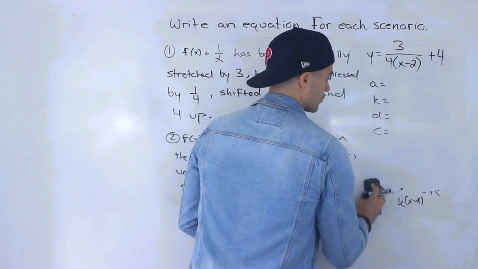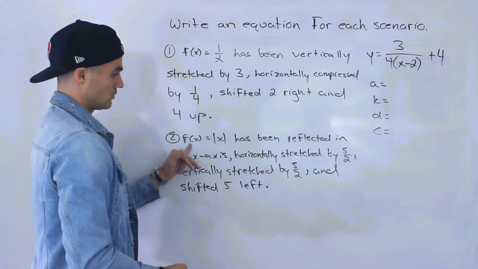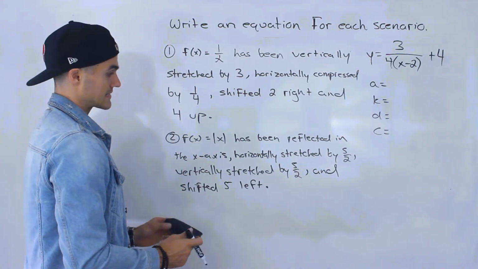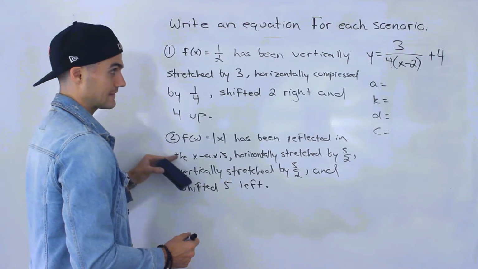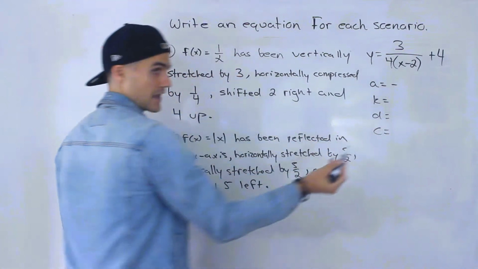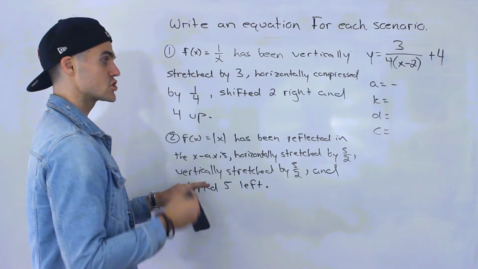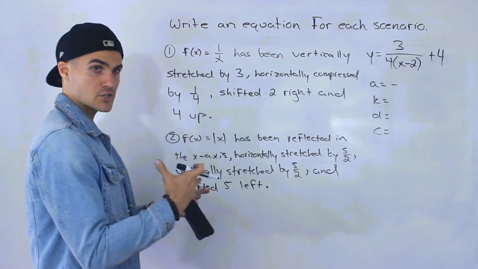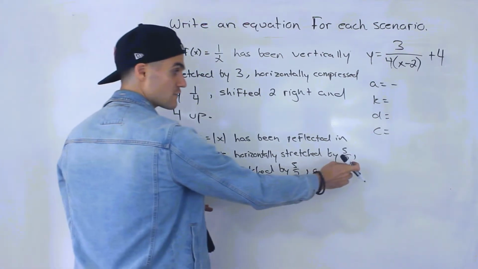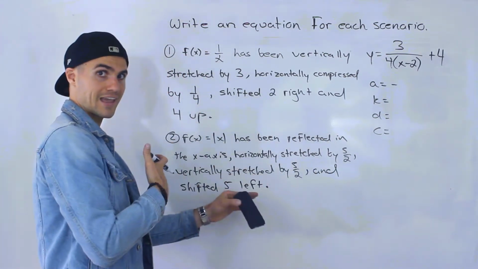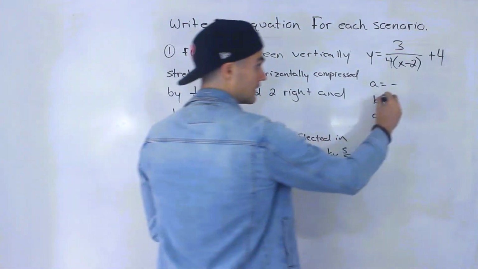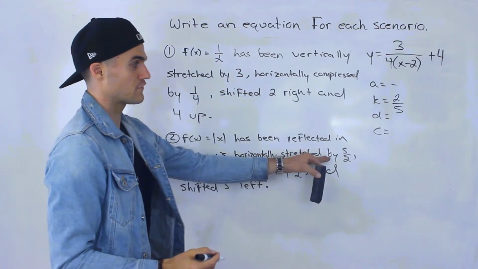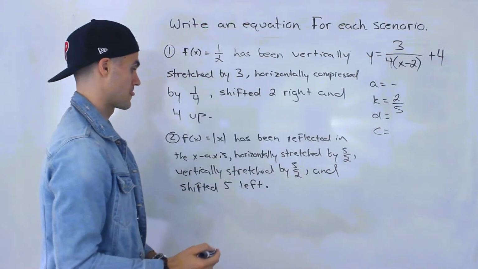Now moving on to the second scenario, notice that the parent function is absolute value of x. It's been reflected in the x-axis, so let's go through these one by one. Reflected in the x-axis, the a value is negative. Horizontally stretched by 5 over 2. Now, a horizontal stretch deals with the k value. This is the factor, so to get the k value we have to flip the factor, so the k value is going to be 2 over 5. Horizontally stretched by 5 over 2 is a k value of 2 over 5.